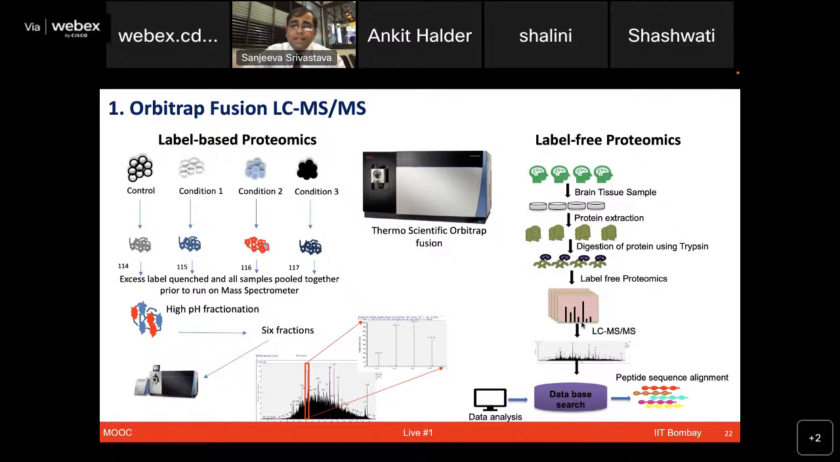In today's live session, we are going to take you to the different instruments and show you live from the TAs who are going to describe the instruments. The first one among these, as we mentioned, is the Orbitrap Fusion, which we are going to take you to from our lab. This is one of the very crucial transformative technologies which can be used for many applications.